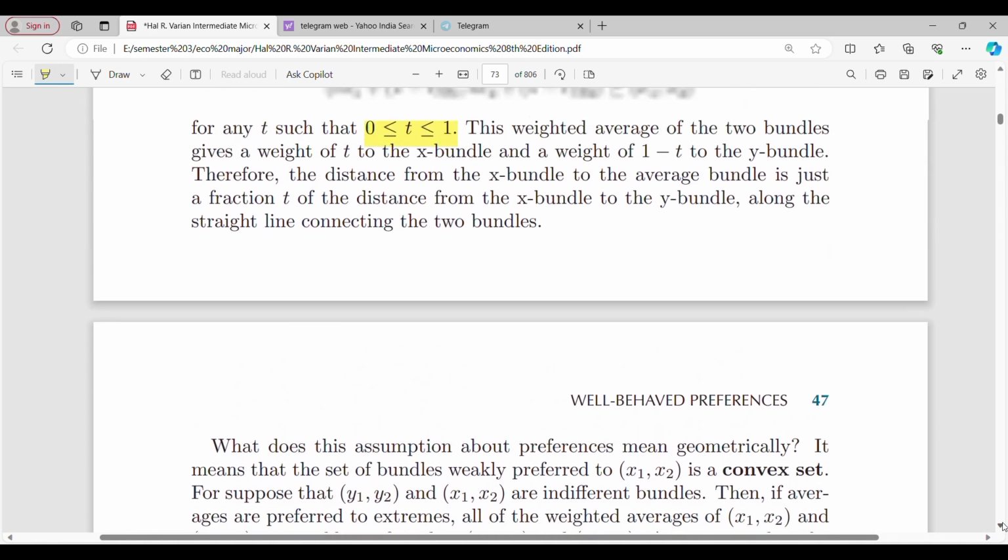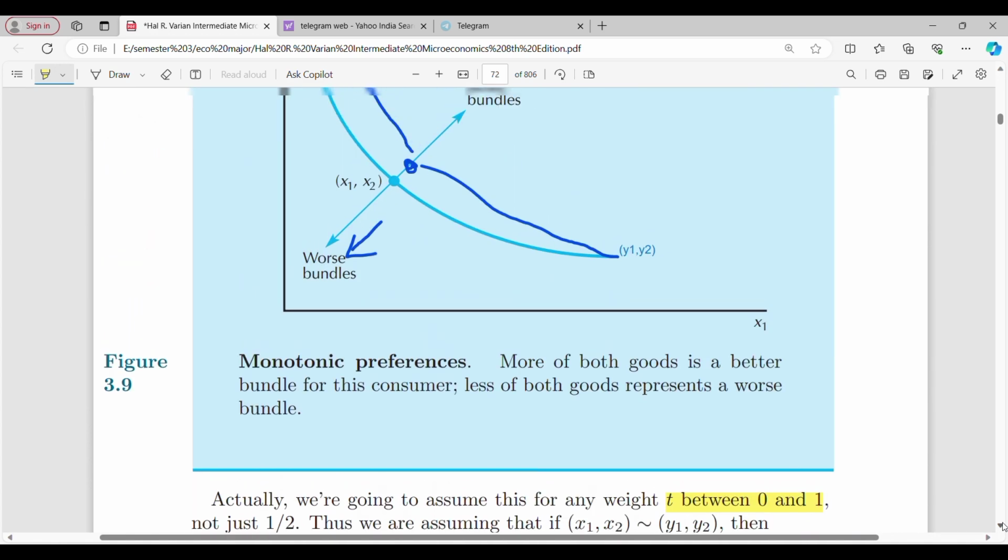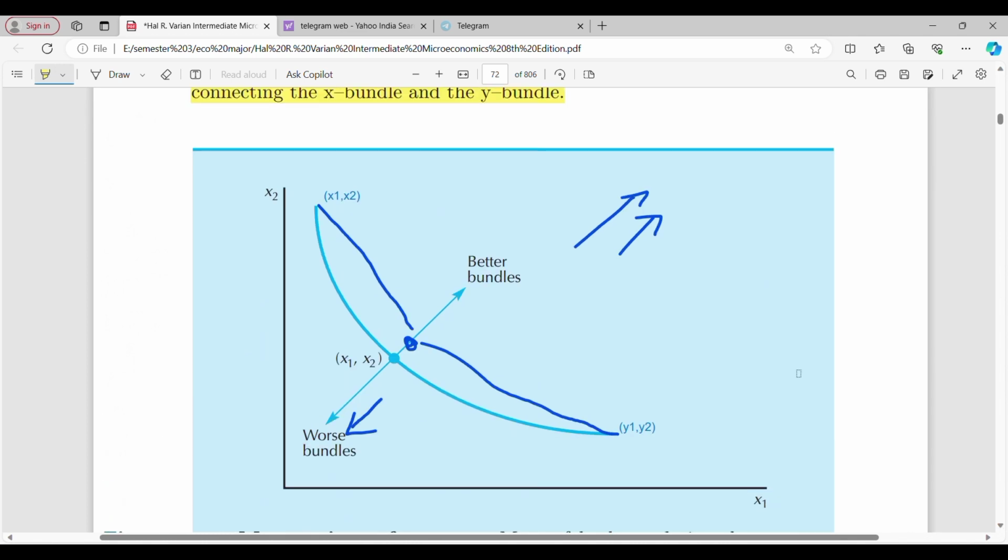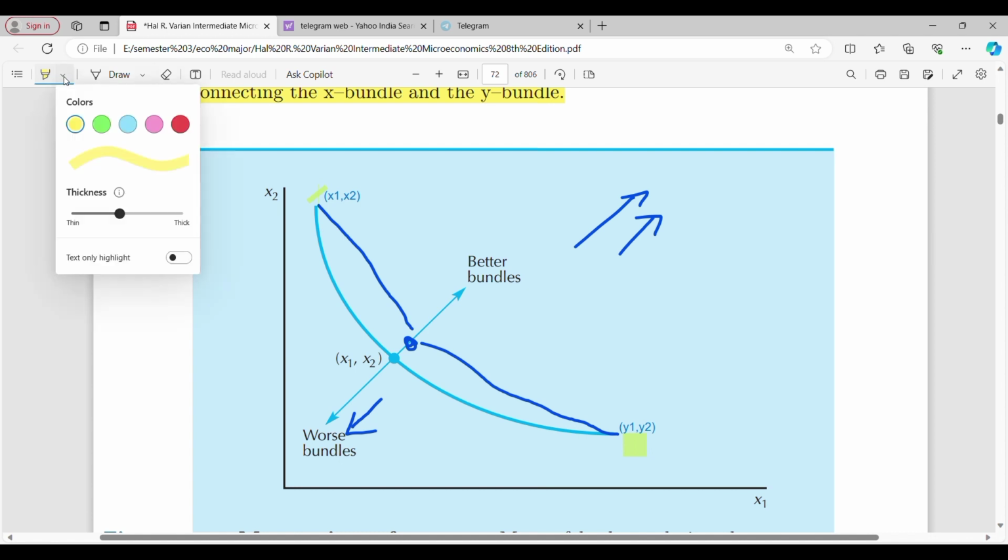In the previous diagram, when the average of these two extremes was taken, we got it in the middle, right? So this will be preferred, weakly or strictly. Anyway, it is preferred to these two extremes. So this forms a convex preference. This is what a convex preference is said to be.